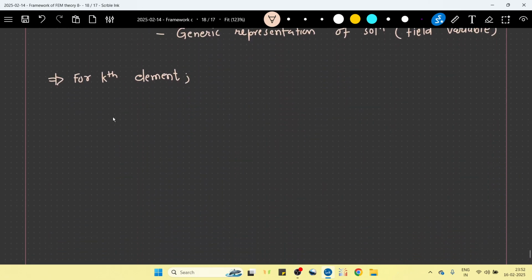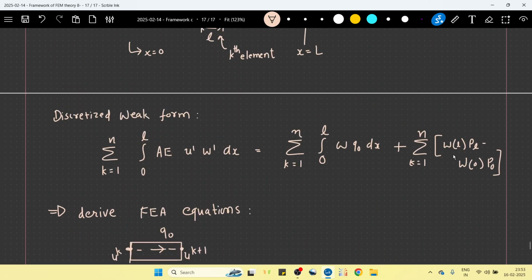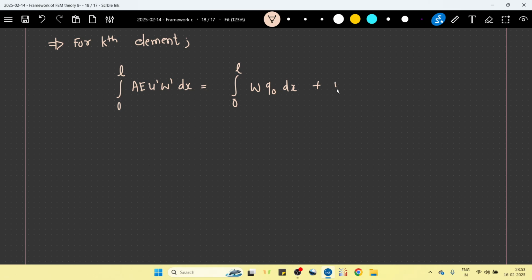So for the kth element, our weak form is integral 0 to L of AE u dash w dash dx is equal to integral 0 to L of w q0 dx, plus, this will become w of k plus 1 pk plus 1 minus w of k pk.